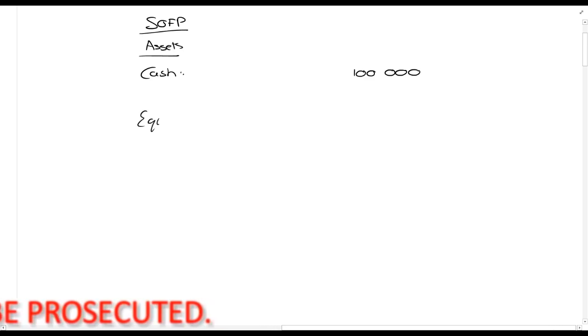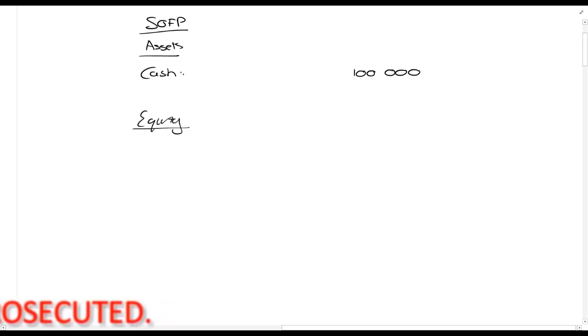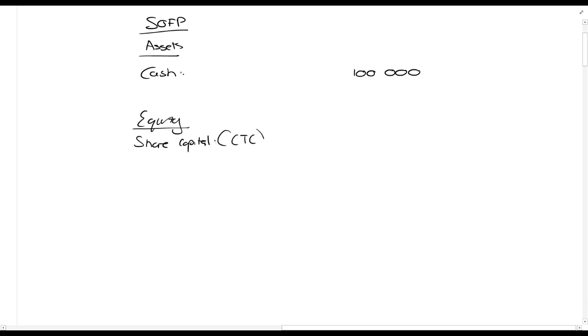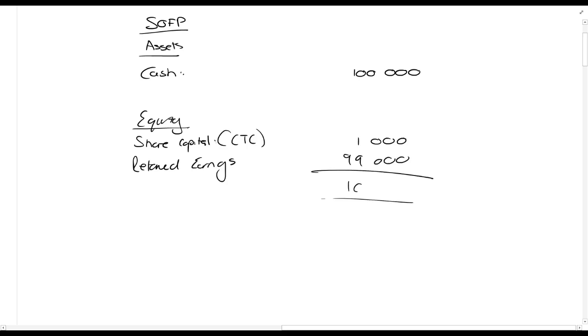And then under its equity section, it has share capital, which I'm going to call contributed tax capital. Let's say that's 1,000. And then it has retained earnings of 99,000 rands.